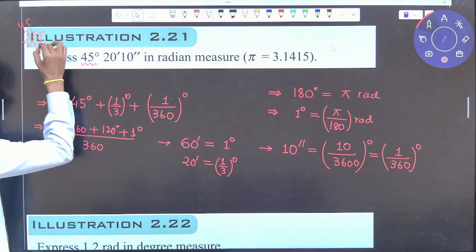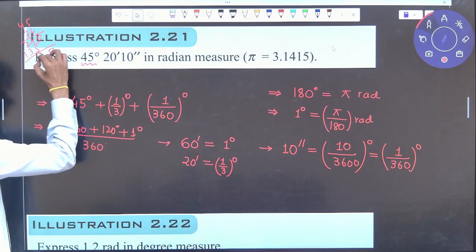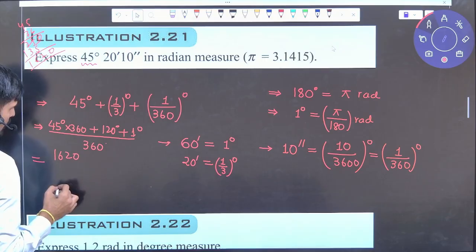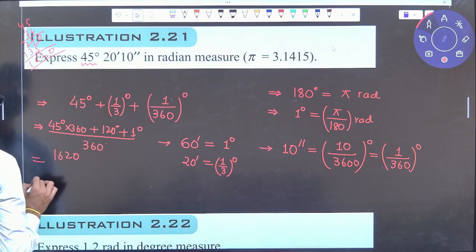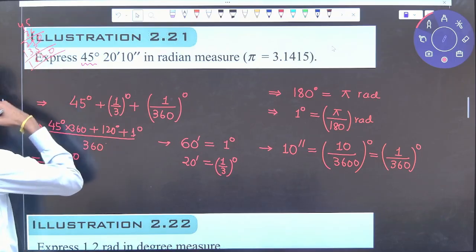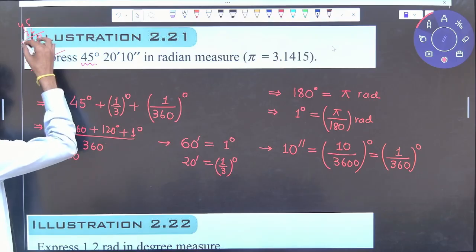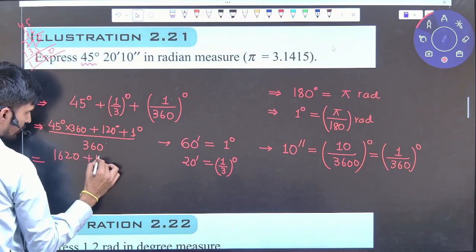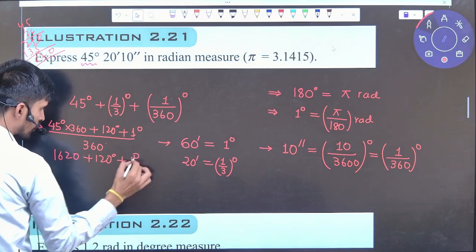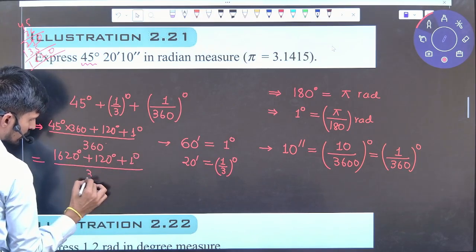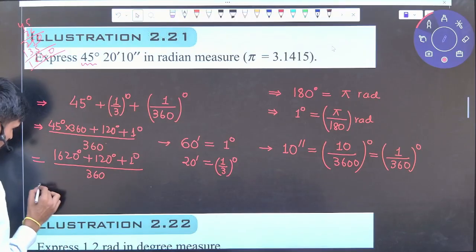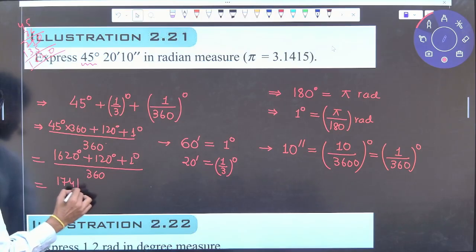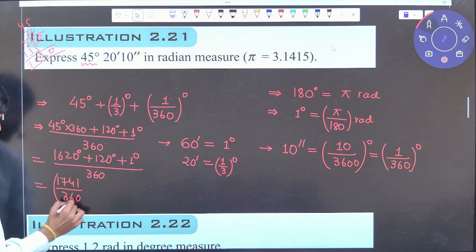Okay. Plus 120 degree plus 1 degree upon 360. How much will it become? 1741 by 360 degree.